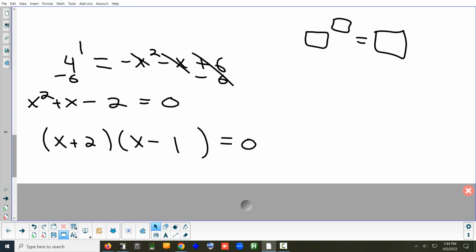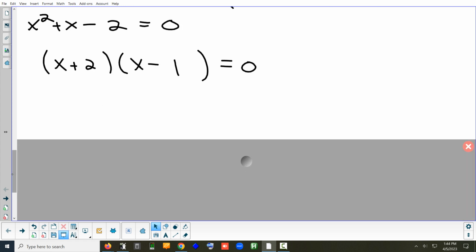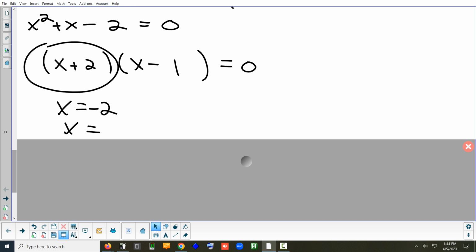All right, so now we've got something times something gives me 0. What's the only way you can multiply two things together and get 0 for the answer? One or both of them have to equal 0. So what would you plug in for x to make that 0? Negative 2. And what would you plug in for x to make that 0? 1.